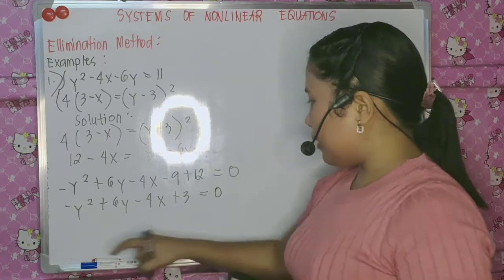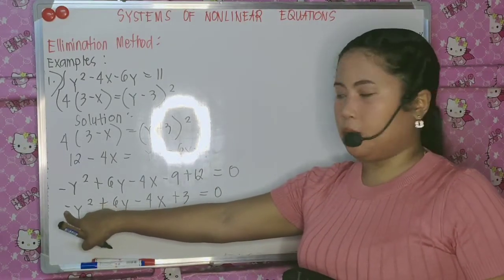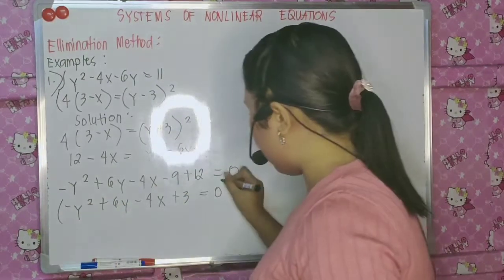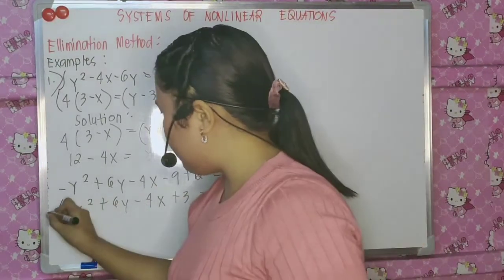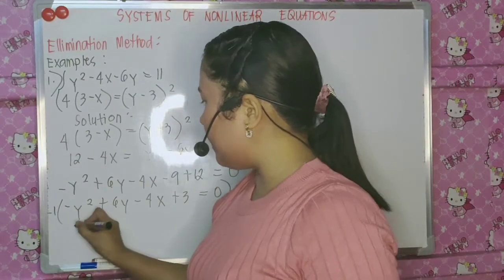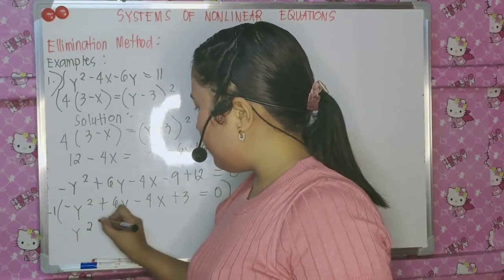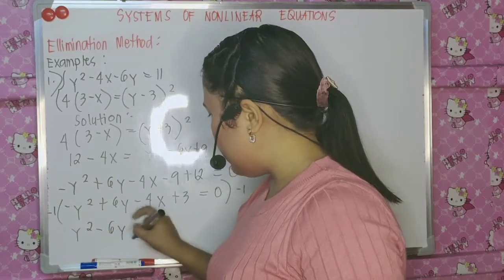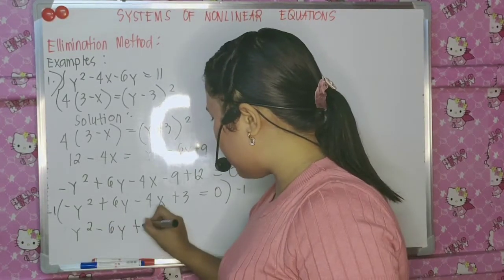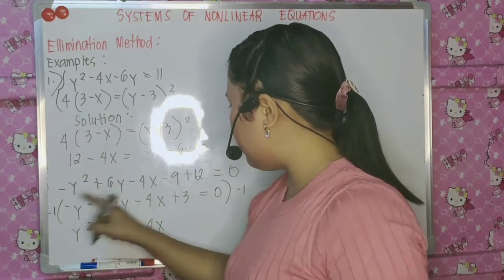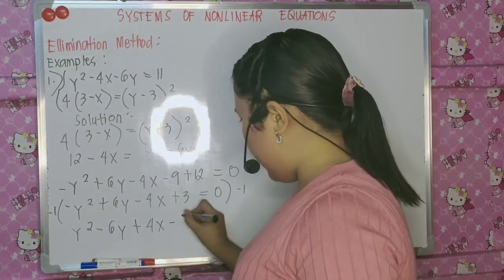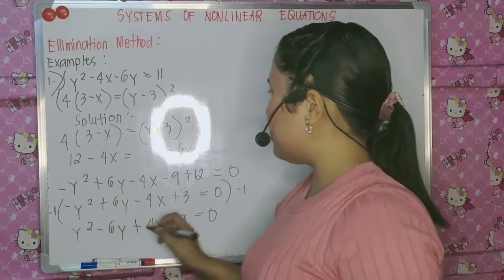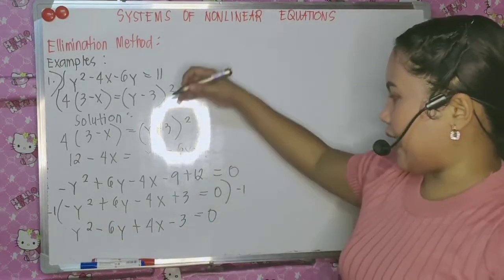So, kung napapansin nyo is mayroon na negative y squared. So, bawal po yun. Bawal na may negative. So, i-multiply natin siya both sides by negative 1 para maging positive. So, negative times negative magiging positive. Then, dito magiging negative na siya. So, negative times negative magiging positive 4x. Then, negative times positive magiging negative 3 equals 0. Okay, so ito na po siya, yung second equation natin.